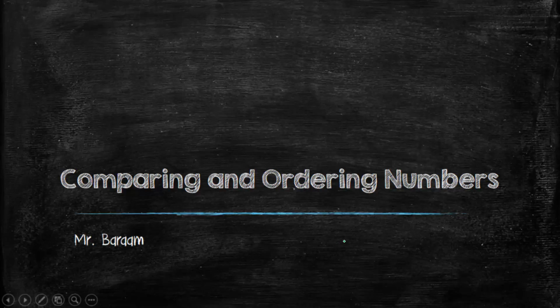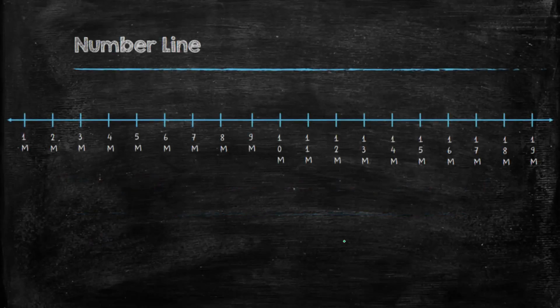Hi, today we're going to be looking at comparing and ordering numbers. So let's get started. The first thing we're going to be looking at is the number line, and let's understand what the number line is for.